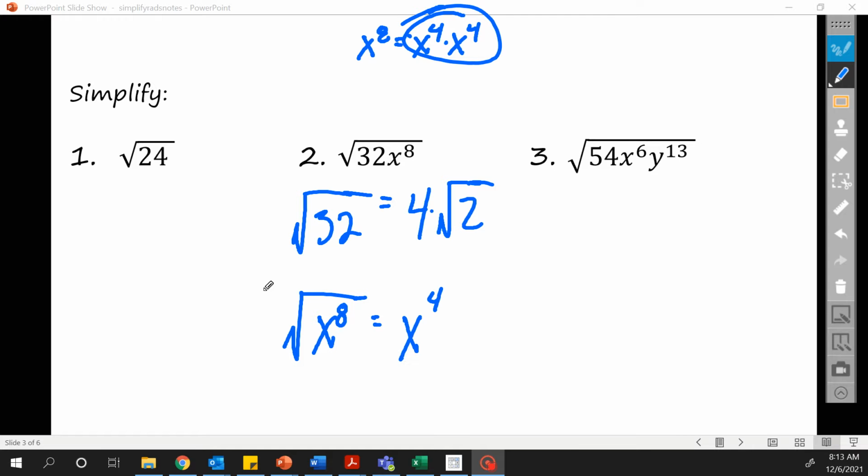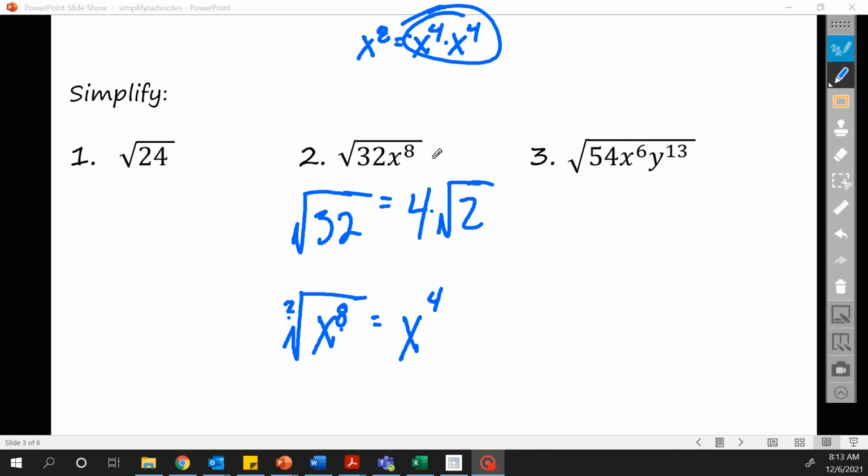Now there's an easy way to discover how many factors of x you can take out. In this case, we took out 4 factors of x. All you have to do is divide the exponent by the index. So when you do 8 divided by 2, you have 4. That means you can take an x to the 4th out of the radical.